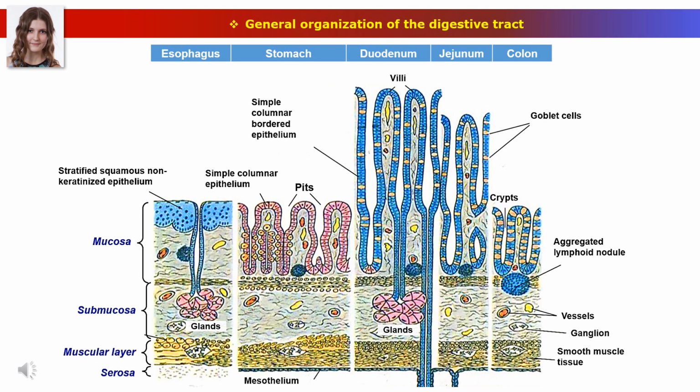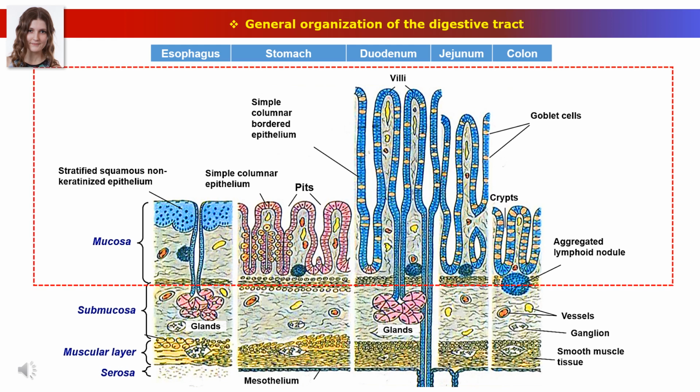The wall of the digestive tube of different sections is built according to a single plan. It is formed by four membranes or tunics: mucosa, submucosa, muscular layer, and serosa or adventitia. The mucous membrane consists of three layers: epithelium, the lamina propria, and muscularis mucosa. The epithelium and the lamina propria are obligatory components of the mucous membrane and are well expressed in all sections. The muscular mucosa in different parts is expressed to varying degrees or may be absent.